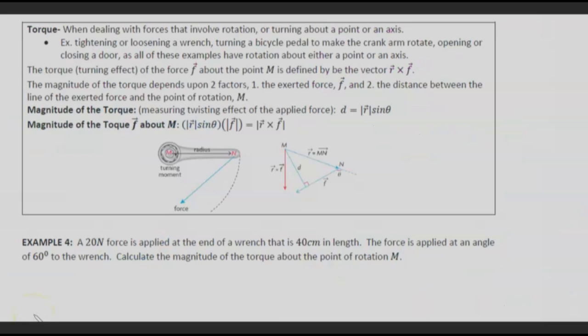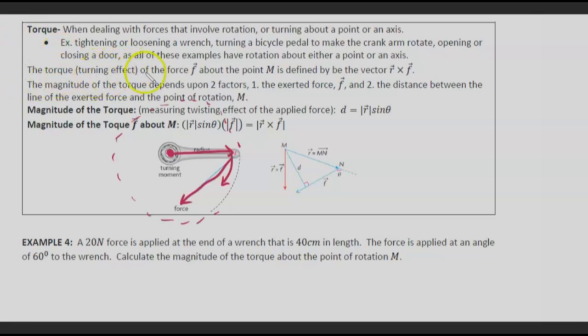Okay, last application, torque. When dealing with forces that involve rotation or turning about a point or an axis, so if we had a wrench and the wrench is this long, so we say radius because essentially it would go in a circle, when we're pushing it this way, our force is going here. This could be tightening or loosening a wrench, turning a bicycle pedal to make the crank arm rotate, opening or closing a door, as all these examples have rotation about a point or an axis.